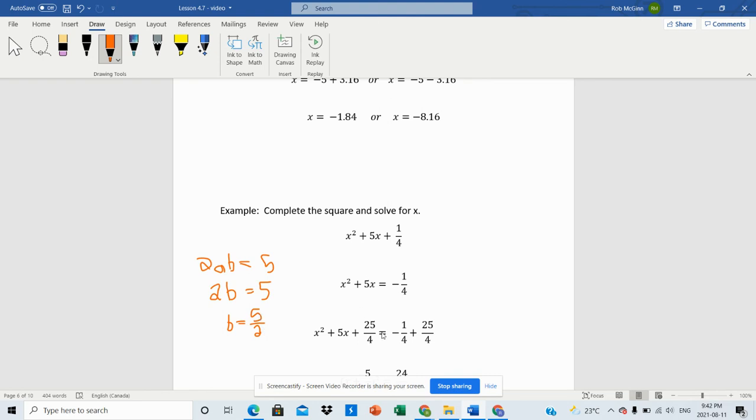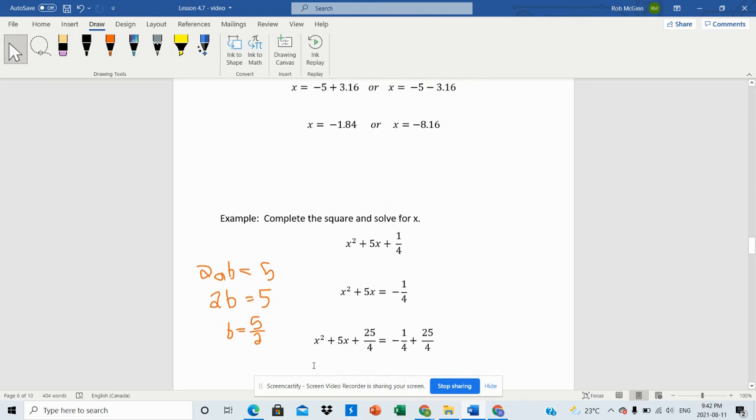5 squared is going to be 25. 2 squared is going to be 4. Remember, what I do to one side of the equation, I must do to the other side. So on the left-hand side, I've got x squared plus 5x plus 25 over 4. And on the right-hand side, I've got that equal to negative 1/4 plus 25/4. Good news, we don't have to find a common denominator because we already have one here. So we can consolidate that.